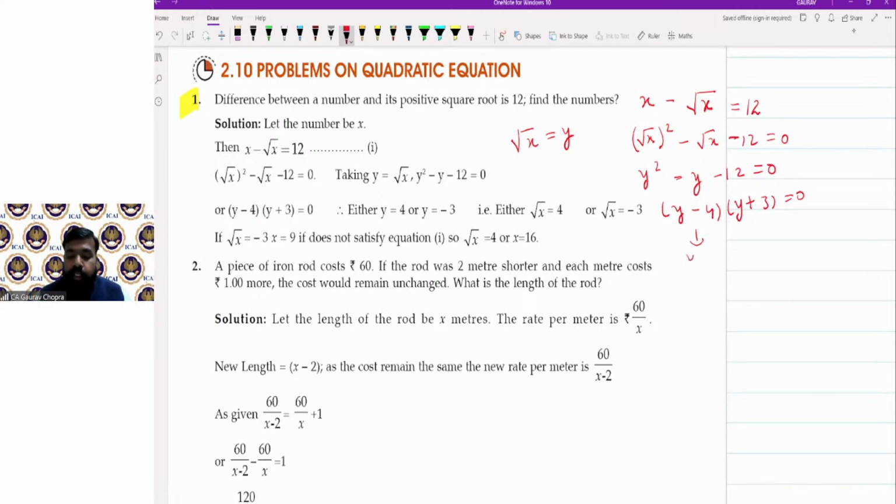So what values will come from this? y is equal to 4, and what is y? Root of x. If root x is equal to 4, then what will be the value of x? 16, on squaring both sides. Second is y is equal to minus 3. This shows that root x will be equal to minus 3, and from here x will become 9. So these are the two options.